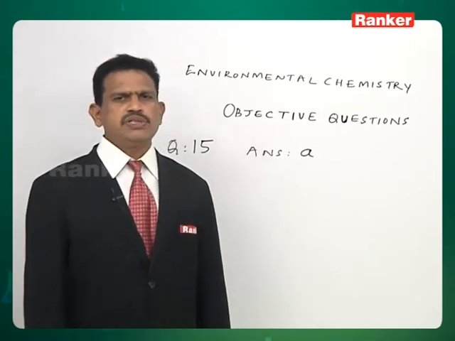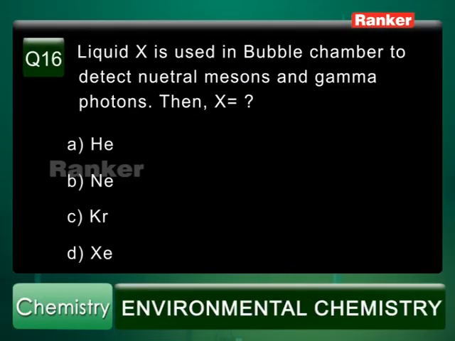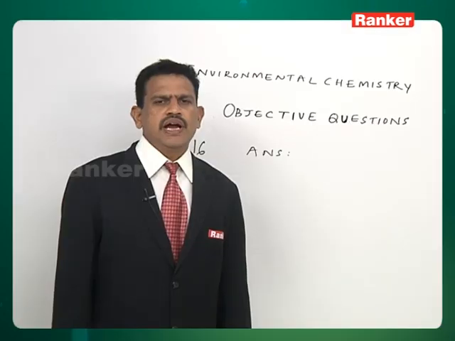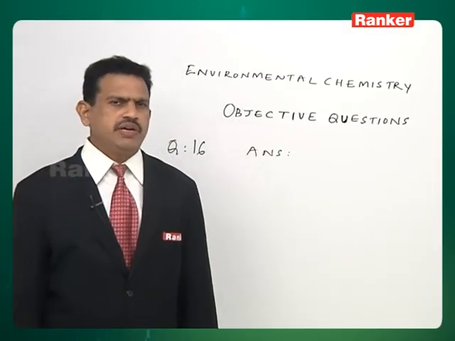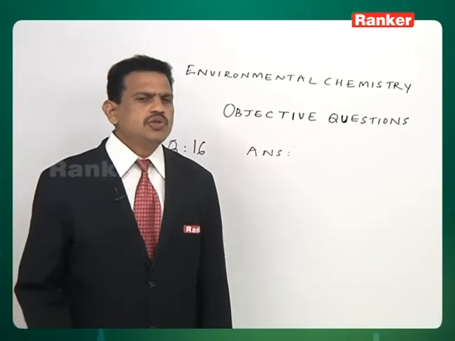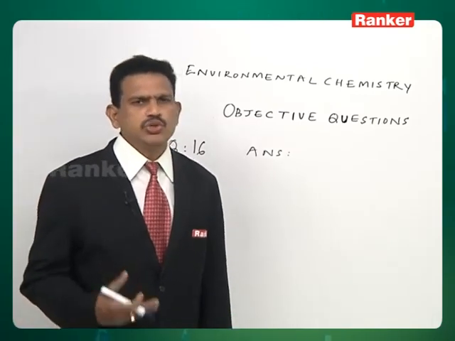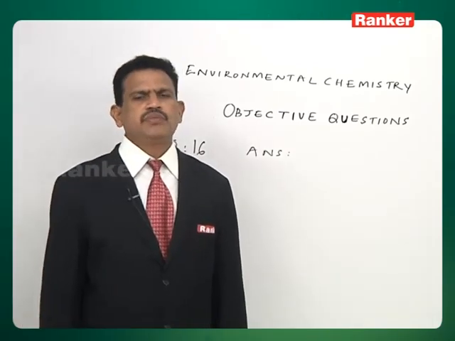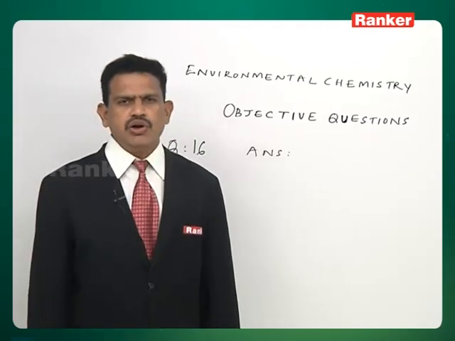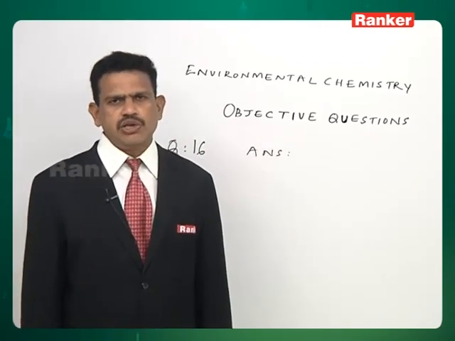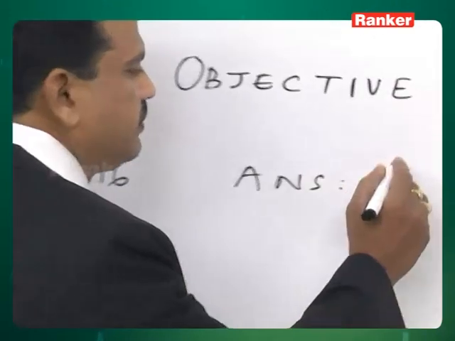Next, moving to question number 16. Liquid X is used in bubble chamber to detect the neutral mesons and the gamma photons. Then what is X? Bubble chamber is a device used for detecting the neutral mesons and even gamma photons in radioactivity experiments. So what could be the liquid X used in the bubble chamber experiment? Options: A, helium, B, neon, C, krypton, D, xenon. So we can go for option D.